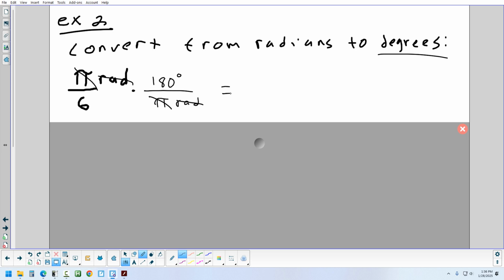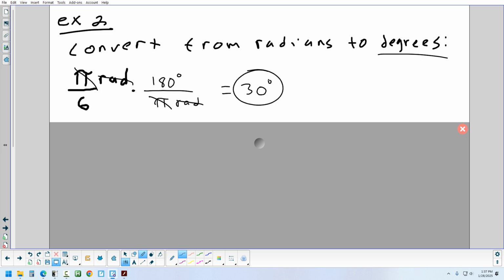How much is 180 divided by 6? 30. Yep. 180 divided by 6 gives you 30 degrees. You do need to put a label on that. If you don't, what did I just write down? 30 radians. I give you half credit because you did some math right, but you put the wrong label completely.